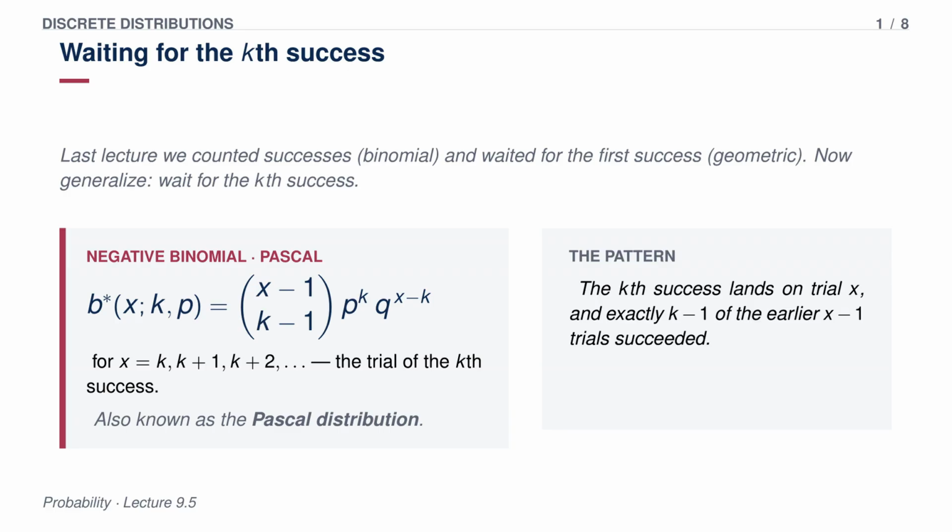Now, why that formula? Here's the pattern. The kth success sits on trial x. That last spot is locked. So among the earlier x minus 1 trials, exactly k minus 1 of them were successes. And a nice sanity check. Set k equal to 1, wait for the first success, and the whole thing collapses back to the geometric. The negative binomial is just the geometric's big sibling.